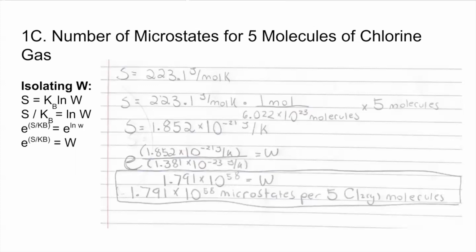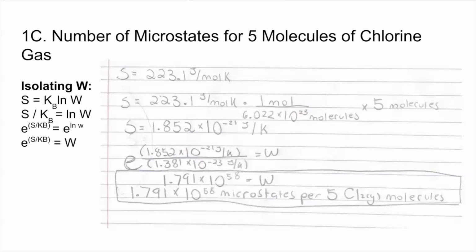Similar to the previous problem, we plug our S value into the equation on the left, as well as Boltzmann's constant. This gives us a W value of 1.791 times 10 to the 58th microstates per 5 chlorine gas molecules. We also use 4 significant figures for this problem because our S value, once again, limits us to 4 significant figures. To summarize, the problem asks for the number of microstates in a given system.